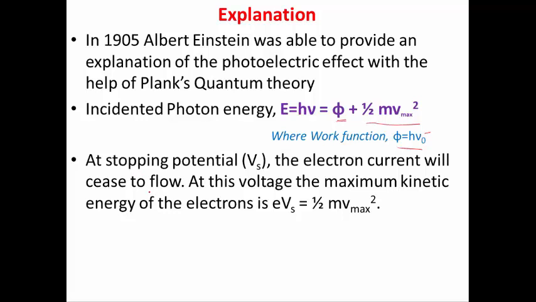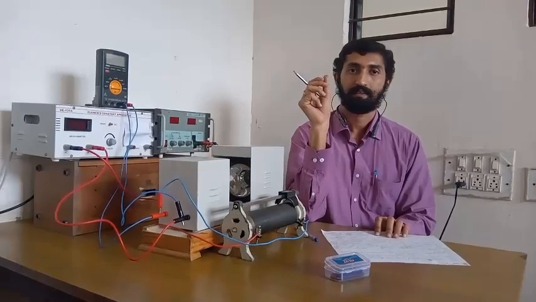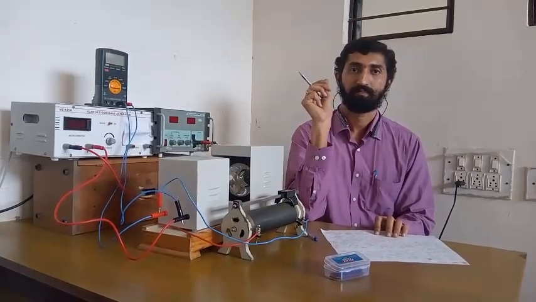At the stopping potential, the current in the external circuit becomes 0, no? Therefore, e into Vs will be equal to half m v max square, where Vs is the stopping potential. With this brief theoretical background, now let us demonstrate the photocell experiment, and hence let us try to find out the Planck's constant. First, let us see the experimental arrangement.